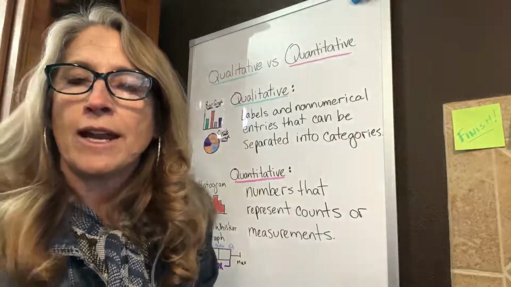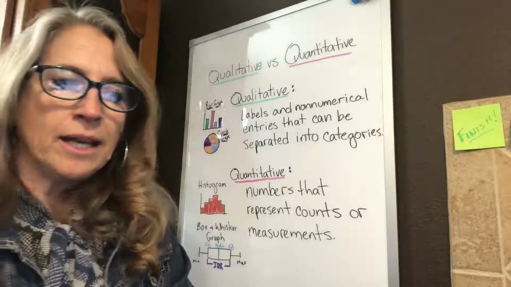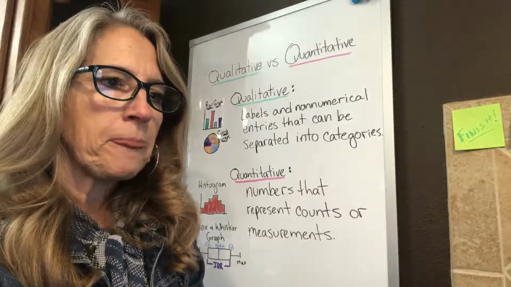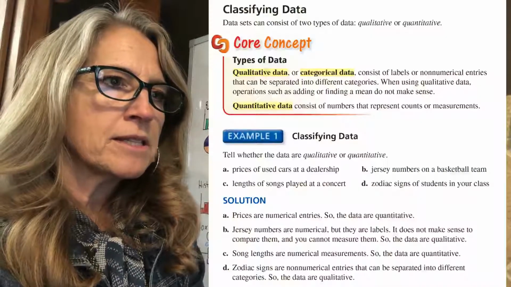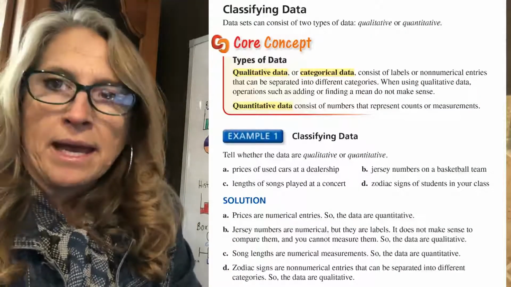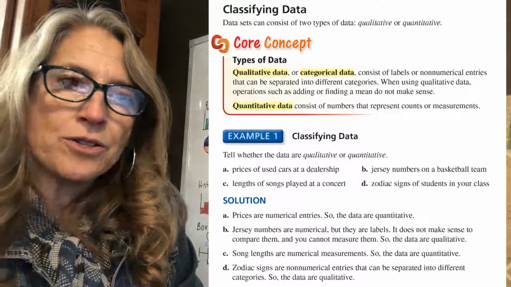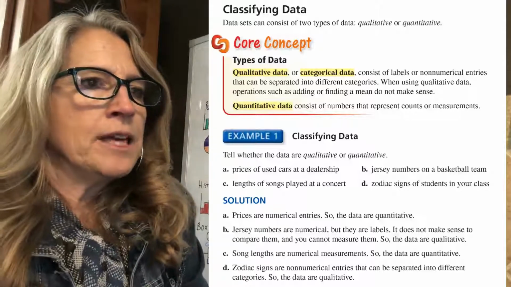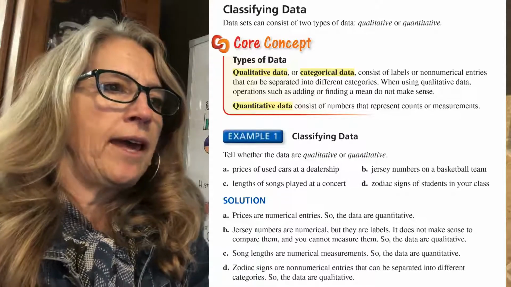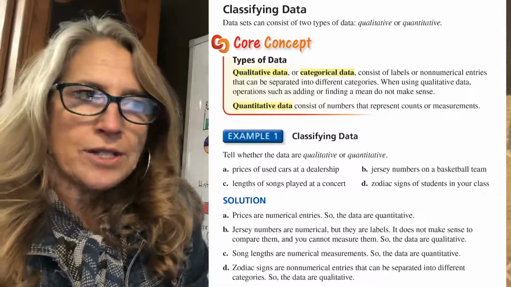So what I want to do right now is take a minute and look at the examples that we have. In our core concept page, which is now up on your screen, we have classifying data examples. The first example, A, is prices of used cars at a dealership.